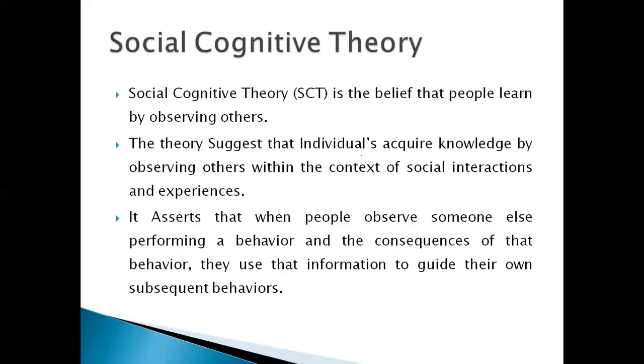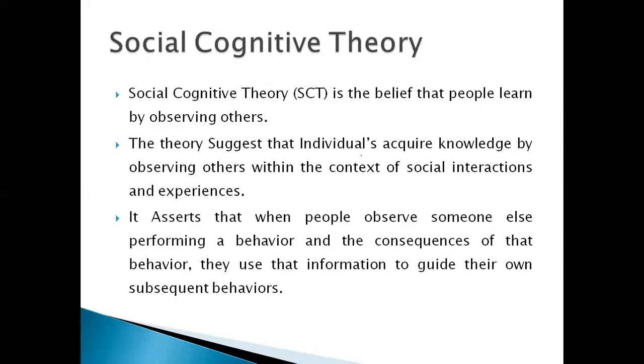So this is all about how the social cognitive theory explains learning. It is about observation. It is about the experience of other people's behavior and their consequences. By observing other people's behavior and the consequences of that behavior, you will learn.